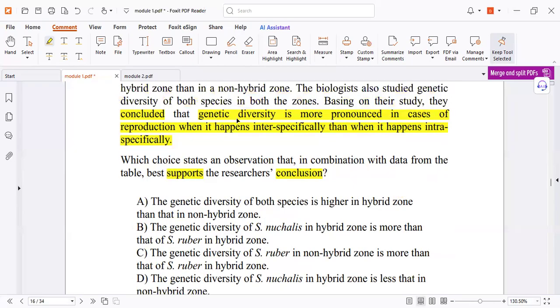Look, genetic diversity is more pronounced, being evident, high in cases of reproduction when it happens inter. And when it happens inter, it is higher in a hybrid zone than in a non-hybrid. So inter is for the hybrid zone.